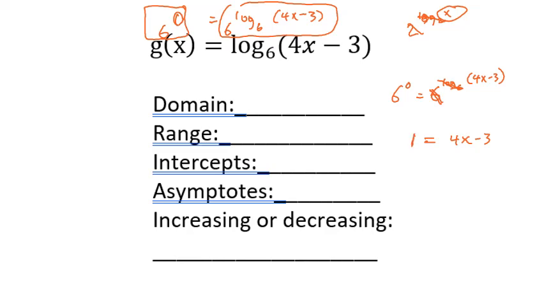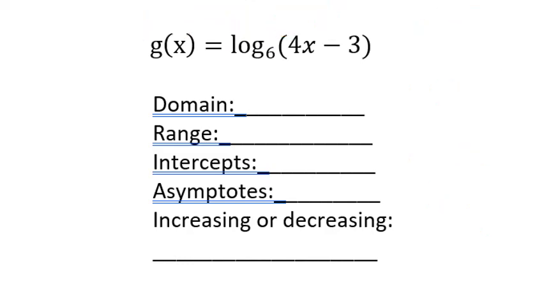So we can solve for x by adding 3 to both sides. So we add 3 to both sides of our equation. We end up with 4x equals 4. Divide both sides by 4, and we end up with x equals 1. So our x-intercept is going to be 1, 0.